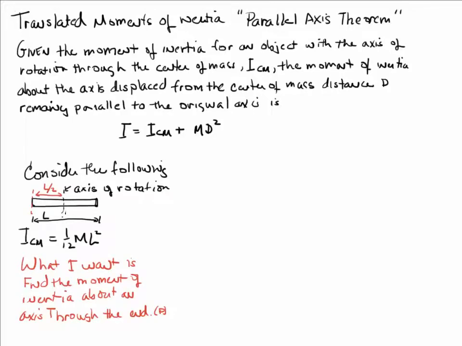Now, what I want to find is the moment of inertia about an axis through the end. And so I want to displace it by the amount shown here in red, L over 2. So I is equal to I_cm plus what? What is my displacement? What is d in the quantity up here, d squared?